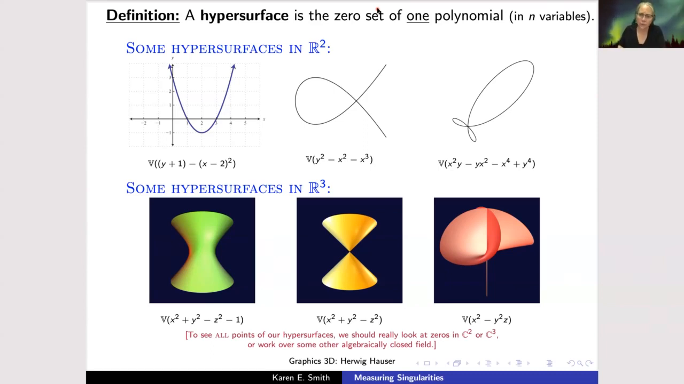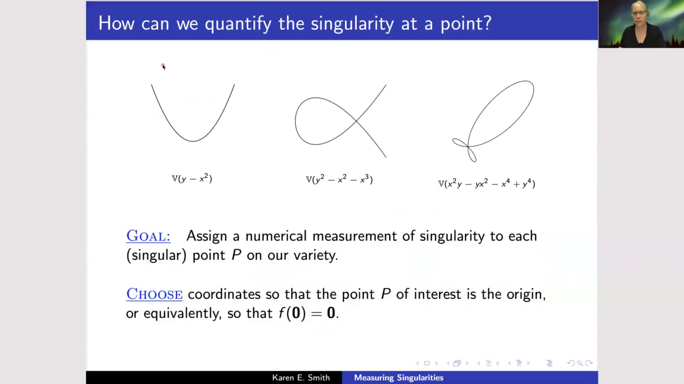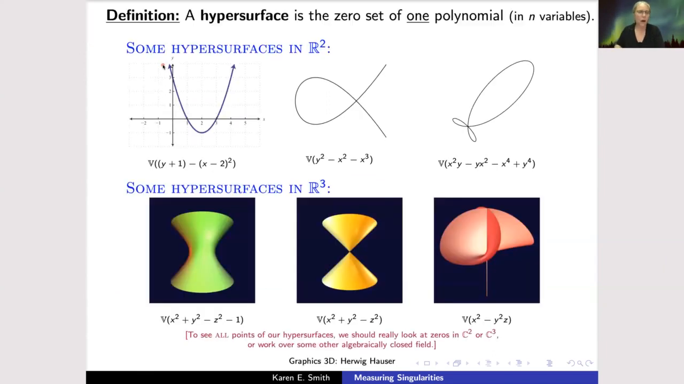And again, these are familiar things on the screen. I put a few examples. Everything is drawn as hypersurfaces in real space. Of course, as I described yesterday, when we're looking at zeros of polynomials, we want to see all the zeros. So really what we should do is think about zero sets in complex space instead of real space, so we really see all the zeros.